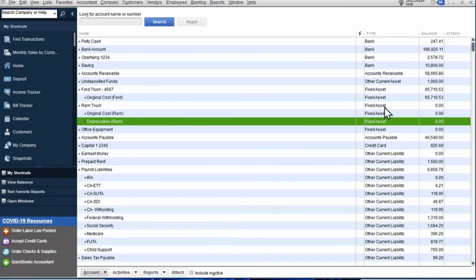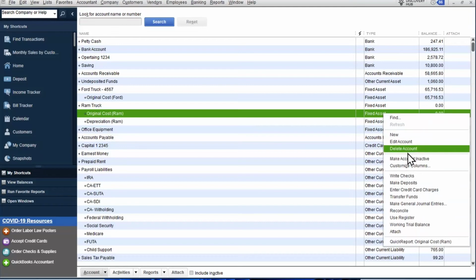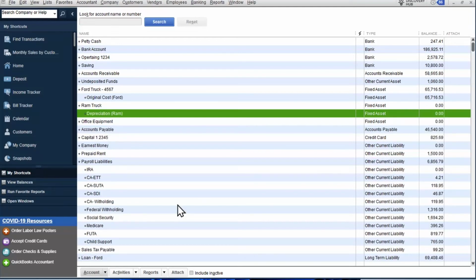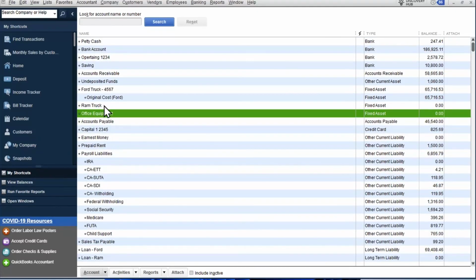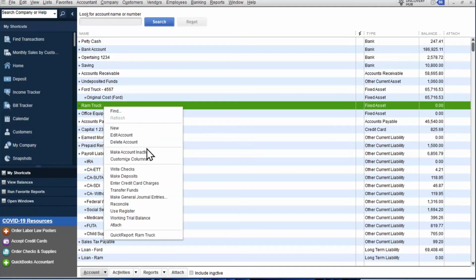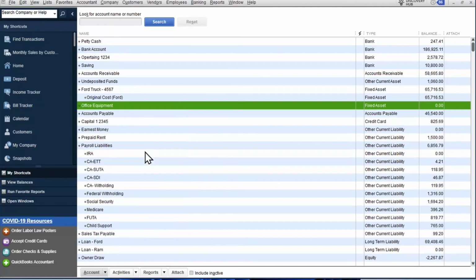So what you're going to want to do with these is right click and make them inactive, or you can come down here and click Make Inactive. What a lot of people think that means is that they're just deleted. If you click this little button down here where it says Include Inactive, everything you've ever made inactive will still show up. So we'll go ahead and right click. You just want to make sure you're getting rid of the ones that you'll no longer use. While you're in there, you can clean up other accounts as well.